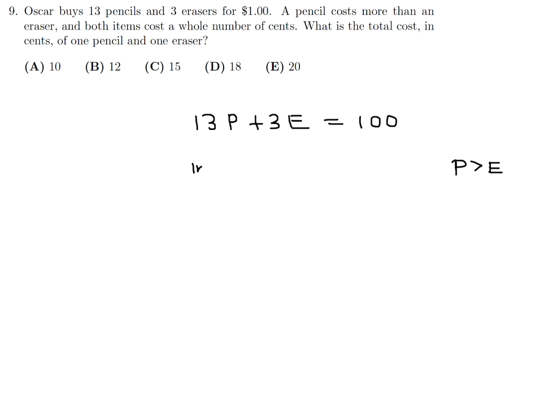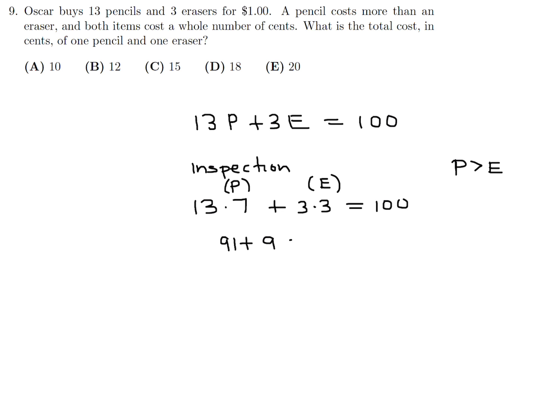By inspection alone, I can see that if p is 7, 13 times 7, and that would be what, 91? So that means if e is 3, that will work. So that's really all this is. It's just sort of fiddling around with these numbers. So this works, right? This is 91 plus 9, and that is indeed 100. And that happens when the price of the pencil is 7 cents and the eraser is 3 cents. So they're asking what is the cost of 1 pencil plus 1 eraser. Well, that would be 7 plus 3, which is 10. 10 cents. So number 9, the answer is A.